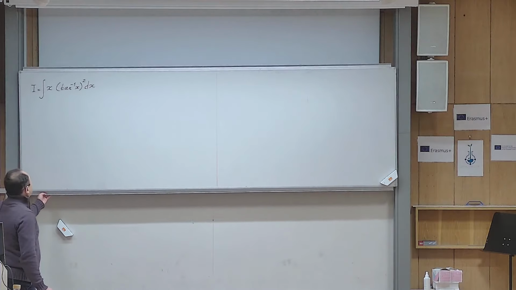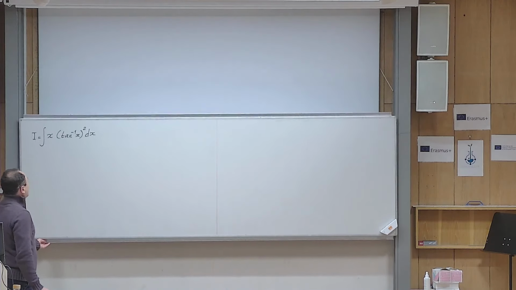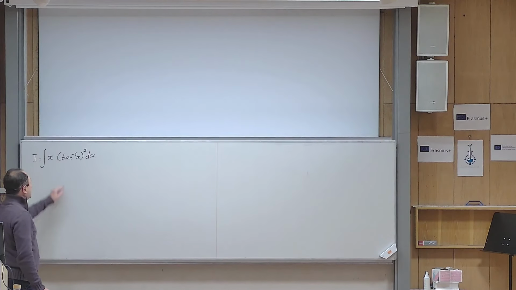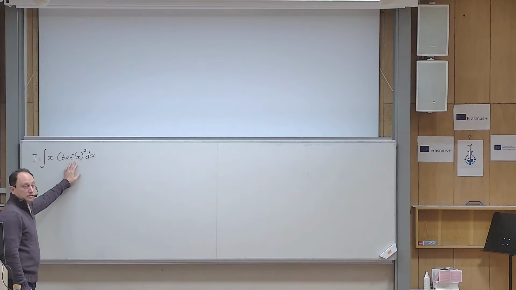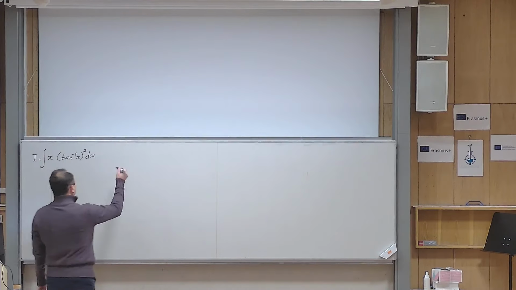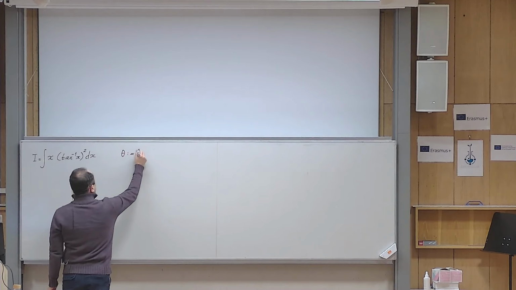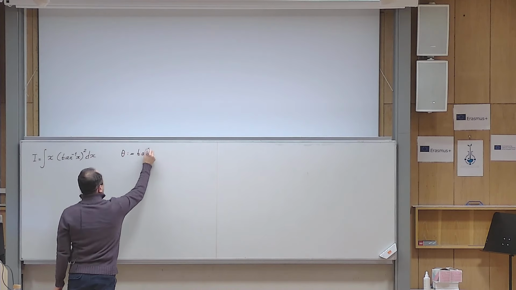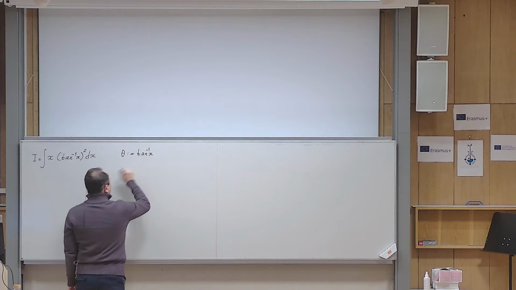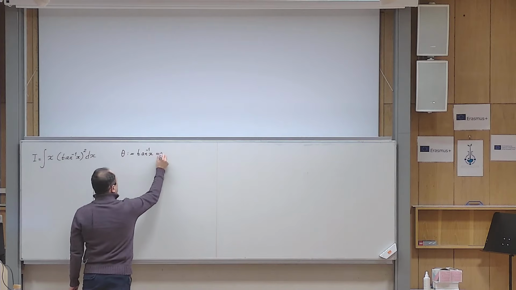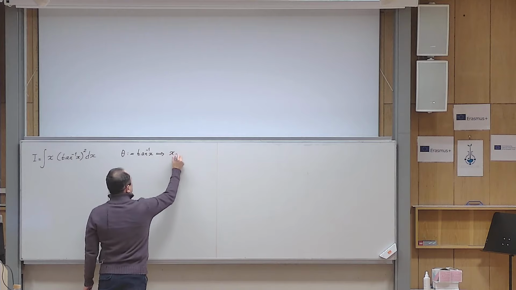Okay, the first thing I will do for calculating this integral is to try to get rid of this tangent inverse here by introducing a new variable. So I would say let theta be equal to tan inverse x. And of course, the immediate consequence of this will be that x is tangent of theta.